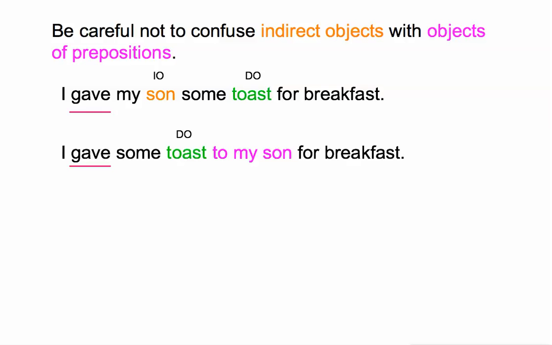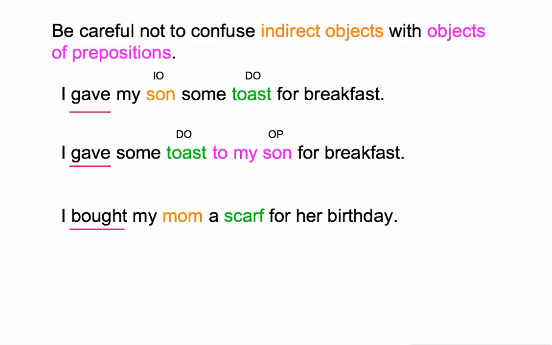Toast is still the direct object. It's still what is being given. However, son in this sentence is not an indirect object. It is the object of the preposition to. So when I have a prepositional phrase, that prep phrase cannot be the indirect object. Come back to your basic sentence pattern. In the first sentence, subject I plus verb gave plus indirect object son plus direct object toast. In the second version of this sentence, toast is a direct object. There is no indirect object.